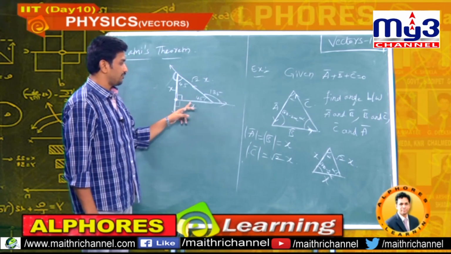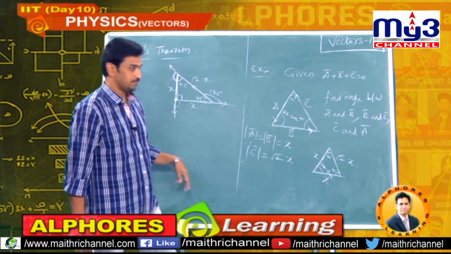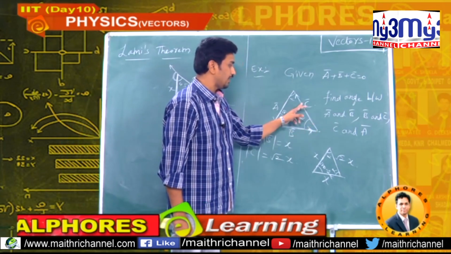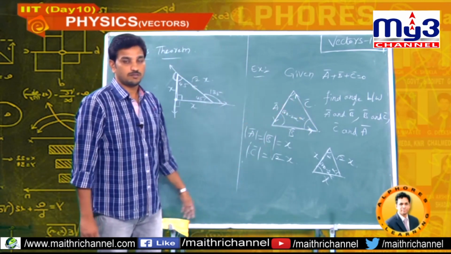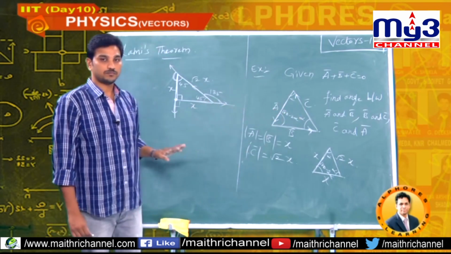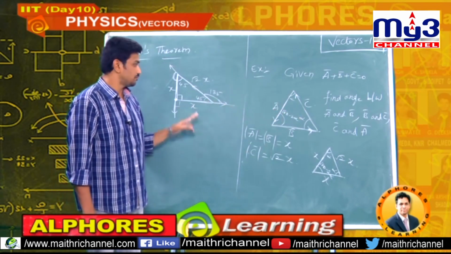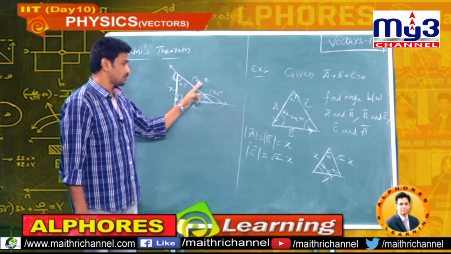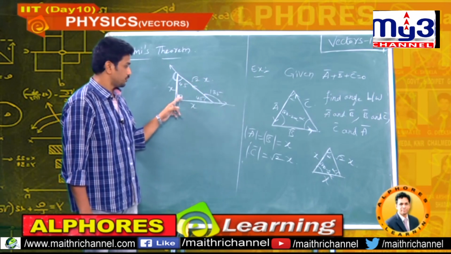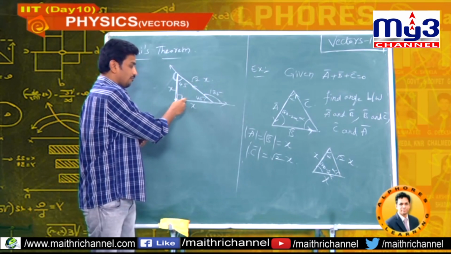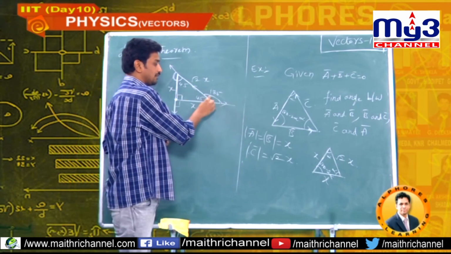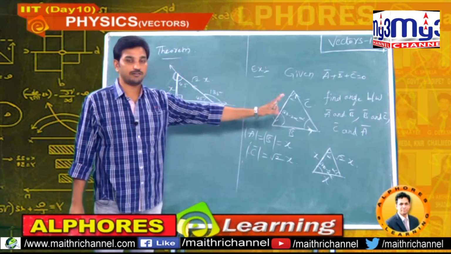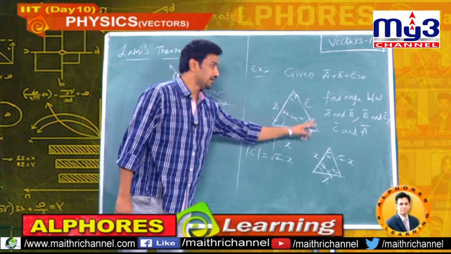Angle between these two is 135, and angle between these two is 135. Without using Lami's theorem, it's too simple. The only thing is you should identify x, x, root 2x. When you get root 2x, 100% these two should be perpendicular. So, two tails joined, angle 90. Two tails joined, angle 135. Two tails joined, angle 135. The final answer is 90, 135, 135.